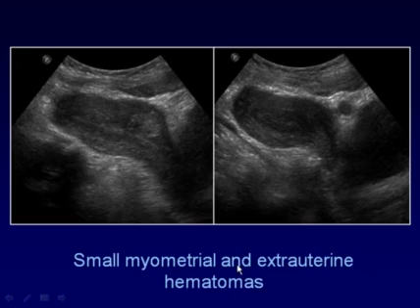Small myometrial and extrauterine hematomas are shown in these two sagittal views after cesarean section. The fundus of the uterus is here, and there's a small echogenic hematoma in the myometrium, exactly where the incision was made, and a small component outside in the adjacent fat. Here's the bladder. So the same process.